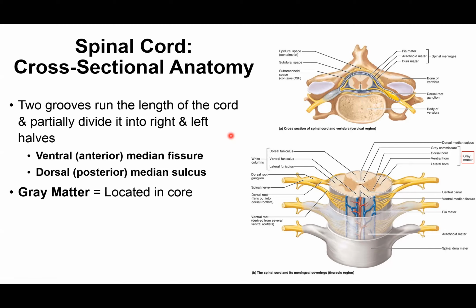In terms of location of gray matter and white matter, the gray matter in the spinal cord is located in the core, so this darker colored tissue that you see just around the central canal, and also this dark colored tissue that you see here. And then white matter is located outside of that core, so you can see the white matter located just outside of this butterfly-shaped tissue in the cervical region. And then in the thoracic region, you can see it out here as well.